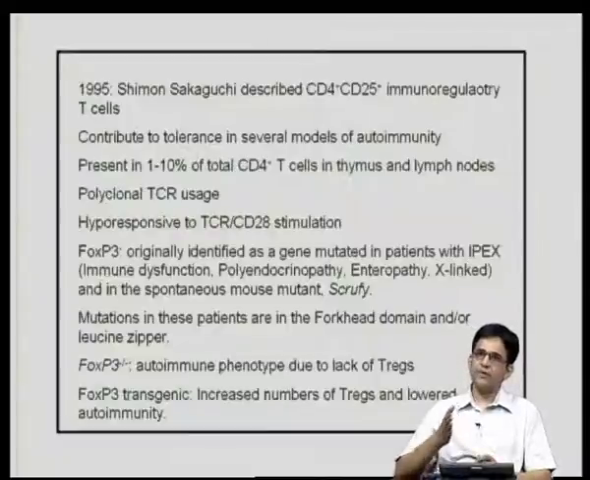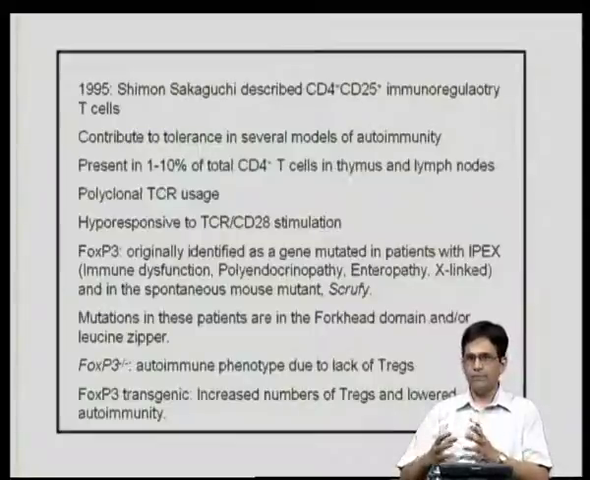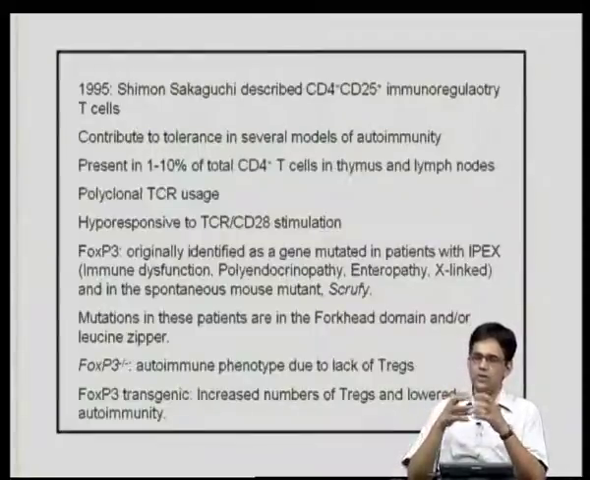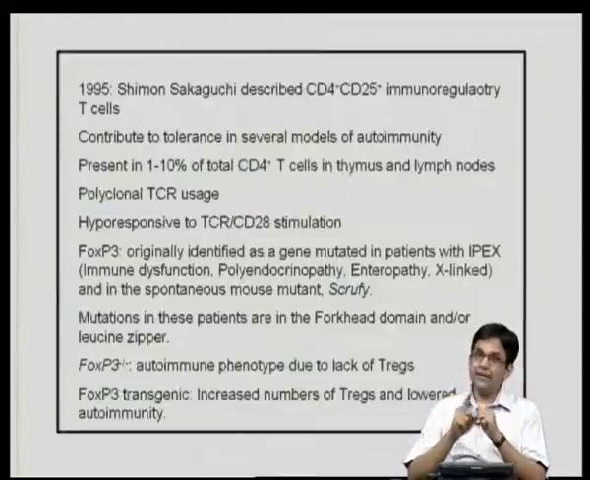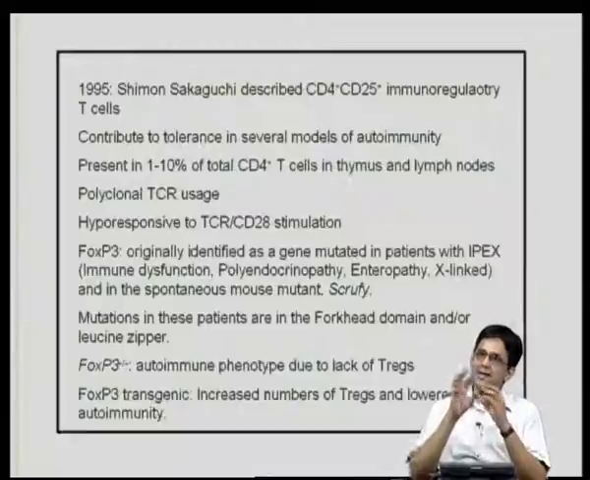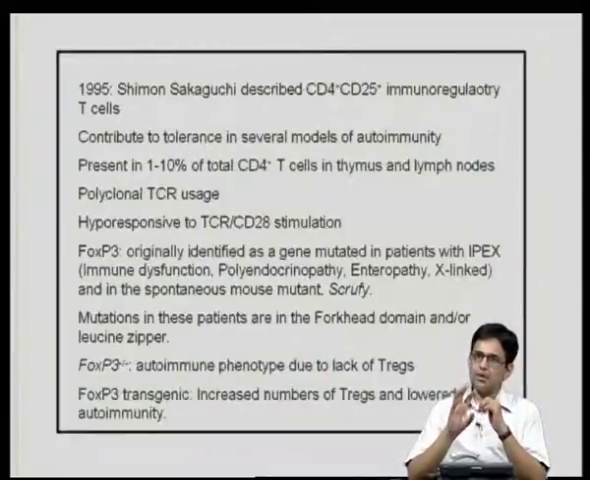CD25 is also produced very quickly upon T cell activation, so just the expression of CD4 and CD25 is not sufficient. You also need FOXP3. But at the time they discovered it, they showed that there was a population of CD4 positive, CD25 positive cells which were present without activation, and it was this population that was important in suppression of autoimmunity.